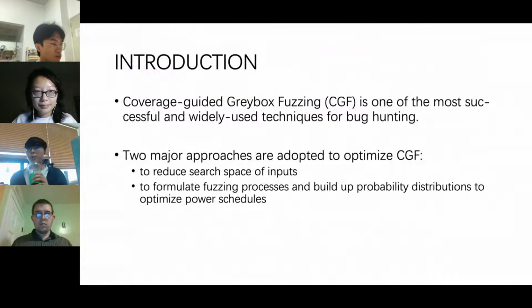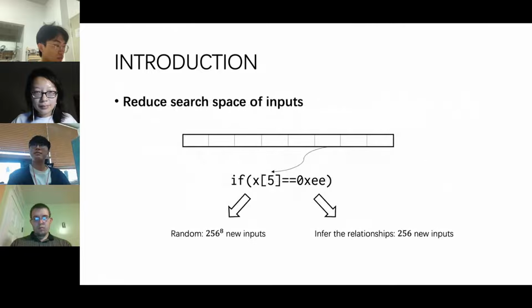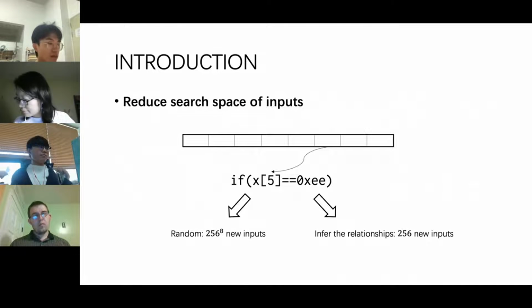Fuzzing is a widely used tool to exploit security issues in software. Existing solutions to improve the efficiency are twofold. The first category intends to reduce the space of inputs, and the other category is to optimize path schedules. For the first category, the existing solution to reduce the input space is to infer the relationships between the input bytes and the path constraints, which improves the efficiency of resolving path constraints.